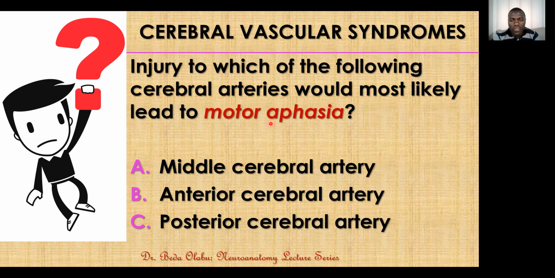For you to get motor aphasia, it means which part of the brain have you injured? Which gyrus? Anyone? Which gyrus have we injured so that we get motor aphasia? Inferior frontal gyrus. Good, inferior frontal gyrus. And if you injure inferior frontal gyrus, you get motor aphasia. You now know that. This is Broca's area. So you ask yourself, out of these three arteries, which one supplies the inferior frontal gyrus? So which artery would that be? Anyone?